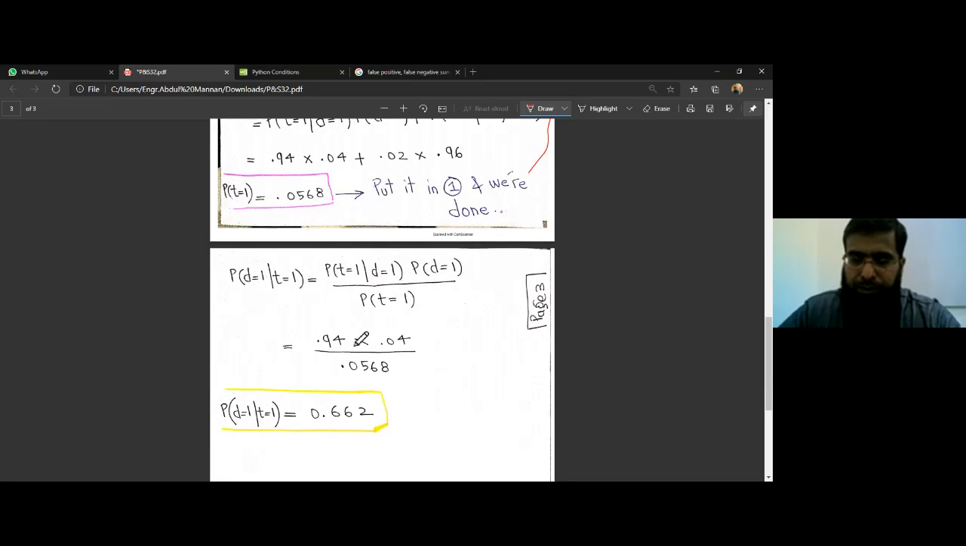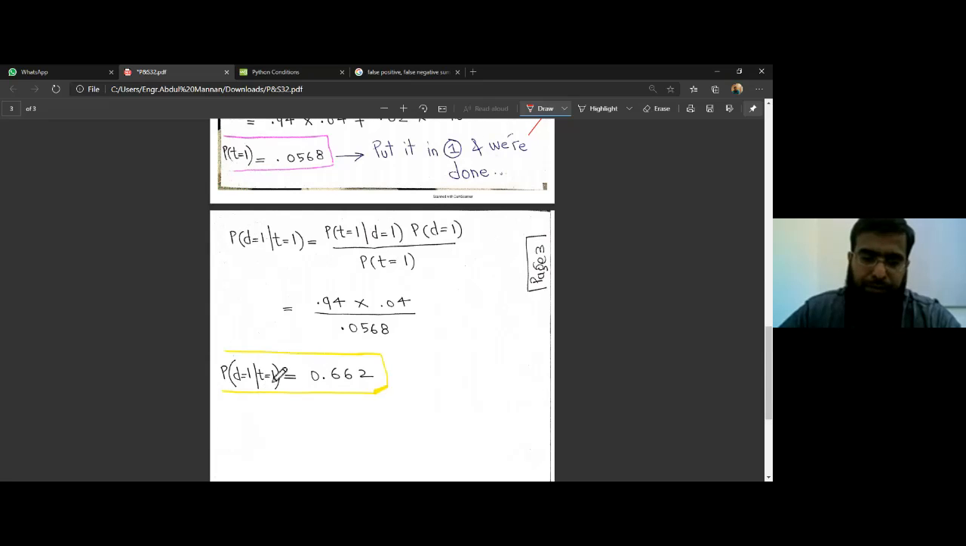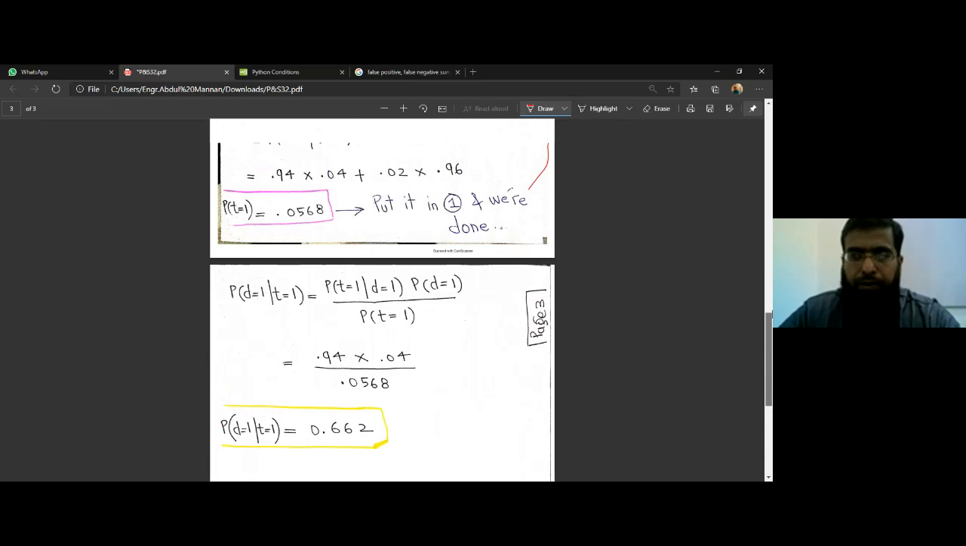So like this, we put these values, and now we come up with this probability: D is equal to 1 given T is equal to 1, meaning given that the test produces positive, what is the probability that the disease was actually there. So this is how we have solved this simple problem using Bayes rule.